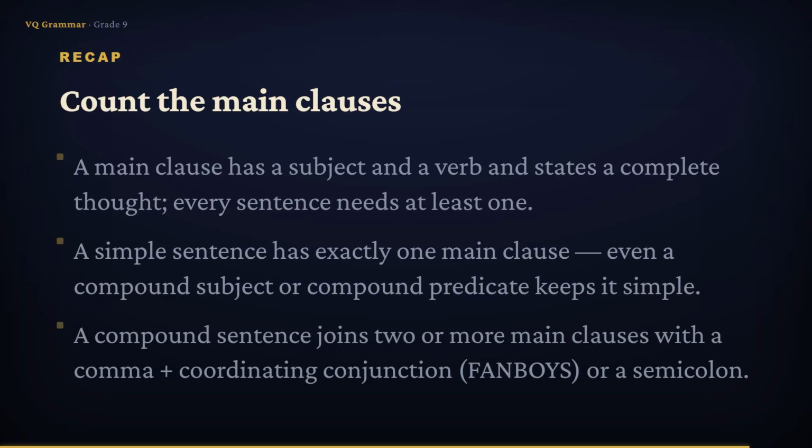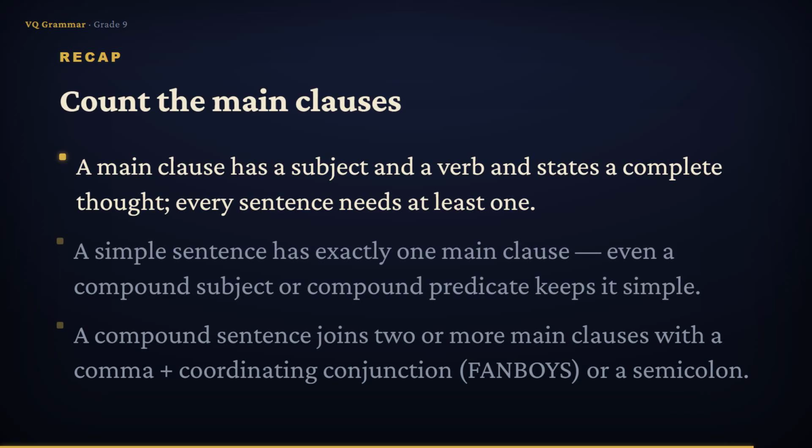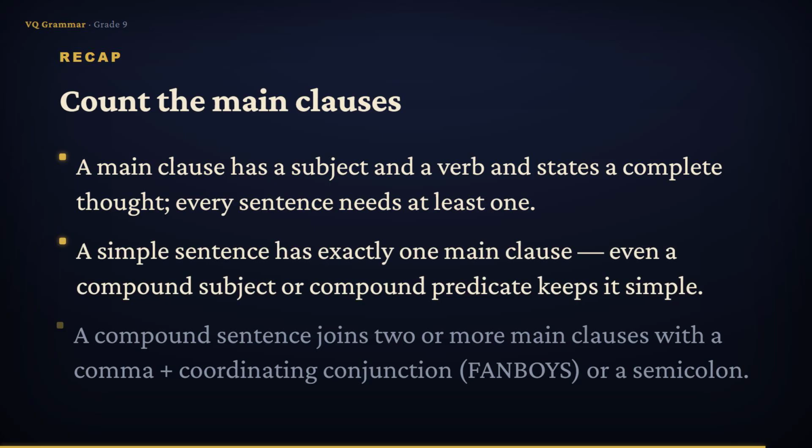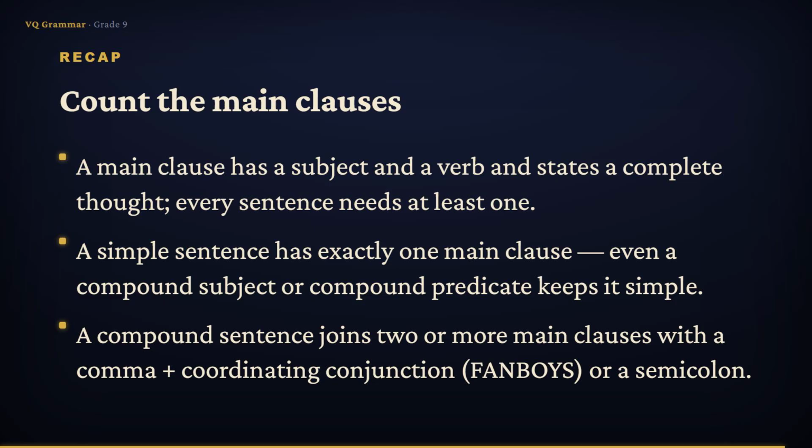Let's gather it all up. A main clause has a subject and a verb and states a complete thought. And every sentence needs at least one. A simple sentence has exactly one main clause. And remember, doubling the subject or the verb doesn't change that. So even with a compound subject or a compound predicate, it stays simple. A compound sentence joins two or more main clauses, using either a comma with a coordinating conjunction, your fanboys, or a semicolon. When in doubt, count the subjects and verbs and look at how the clauses are joined.